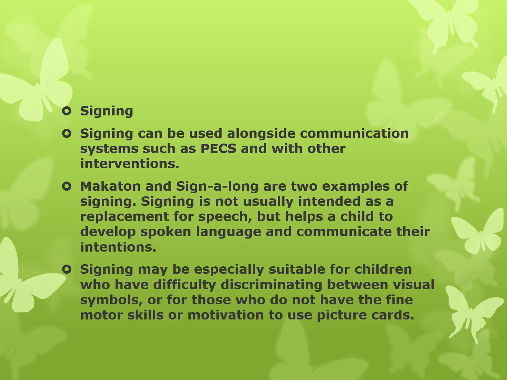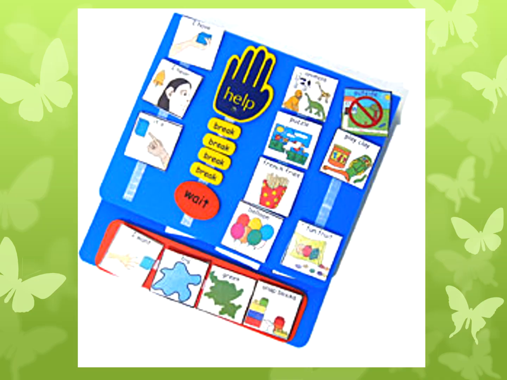Signing. Signing can be used alongside communication systems such as PECS and other interventions. Makaton and Sign-Along are two examples of signing. Signing is not usually intended as a replacement for speech, but helps the child to develop spoken language and communicate their intentions. Signing may be especially suitable for children who have difficulty discriminating between visual symbols or for those who do not have the fine motor skills or motivation to use picture cards. Here's an example.